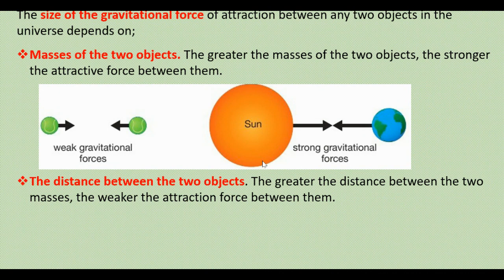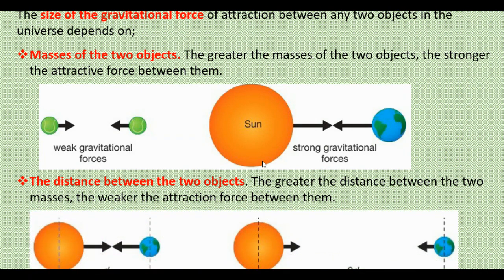Factor 2 is the distance between the two objects. In this, we can say that the greater the distance between the two objects, the weaker the gravitational force of attraction between them, and vice versa. For example, if we let the distance between any two objects, for example between the sun and the earth, be d, and the gravitational force between them be F. Suppose this distance is doubled, then the attractive gravitational force is quartered.